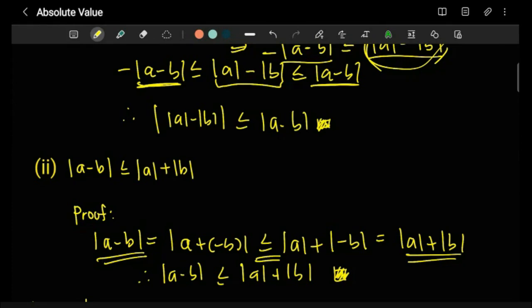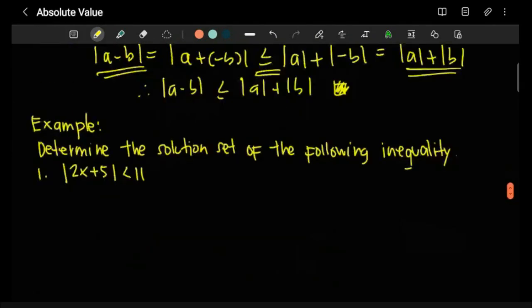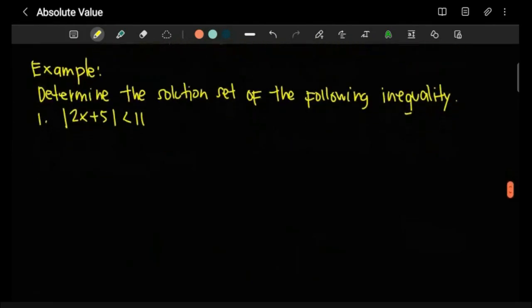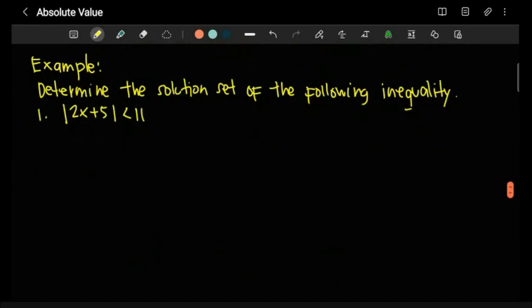Alright? Now, let's use that in our example. Ito, familiar na kayo dito. Ito na yung ginagawa ninyo nung algebra. So, we're now just applying the property. Okay. So, from algebra, from our previous discussion, that's theorem number 2, right? Yung pangalawa dun sa theorem.